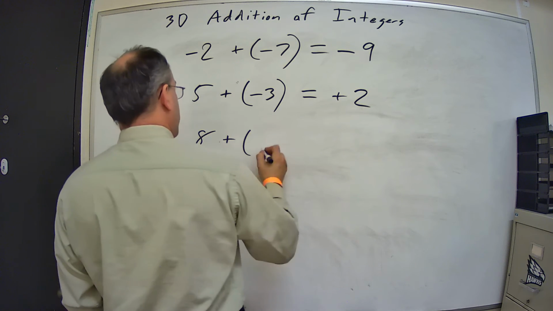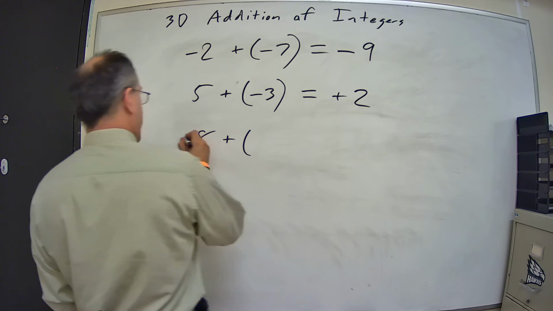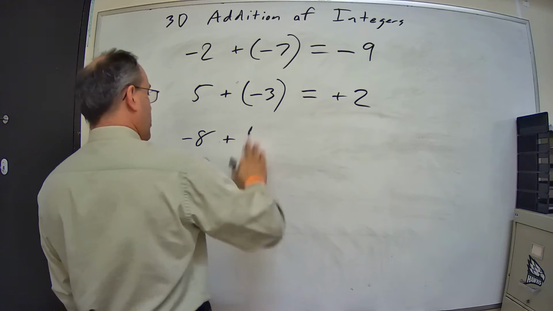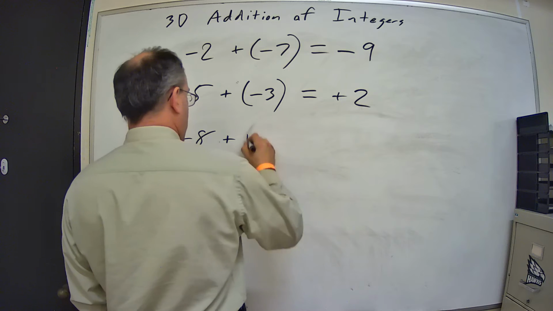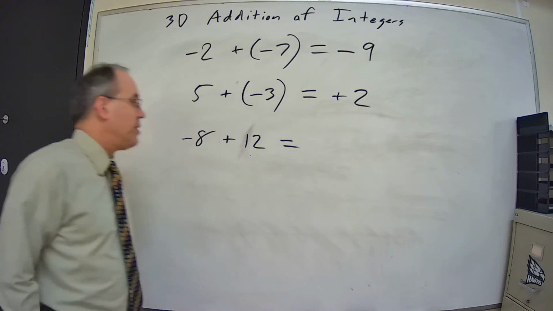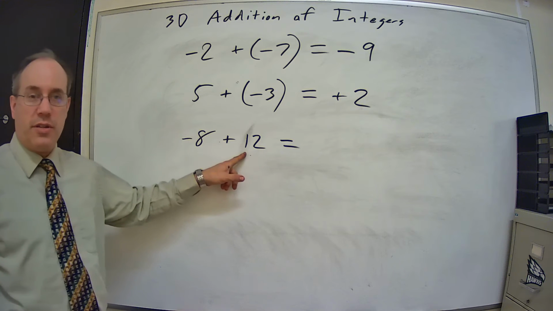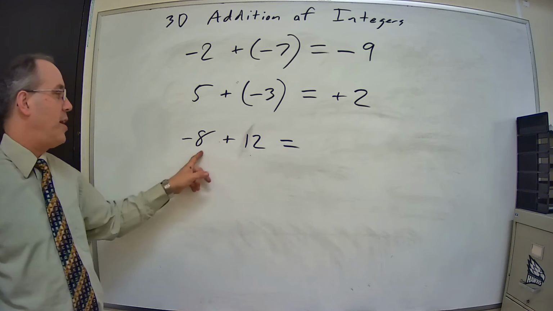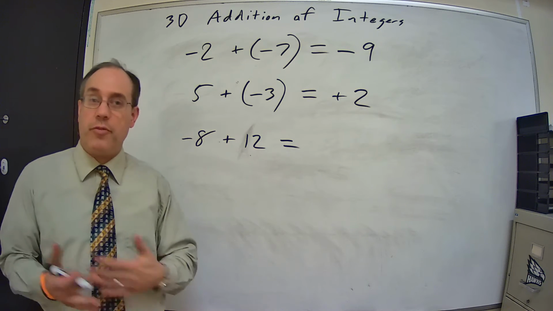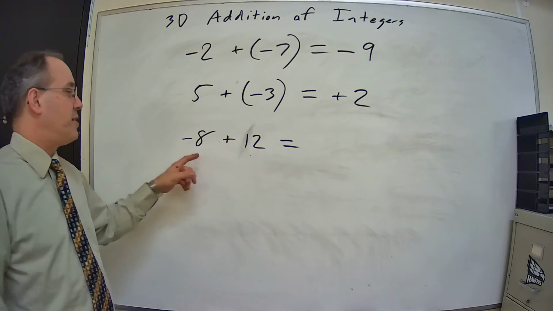Actually, make it -8 plus 12. -8 plus 12, signs are different, so we're going to subtract 12 minus 8, and we always subtract the smaller number from the larger number. 12 minus 8 is 4.